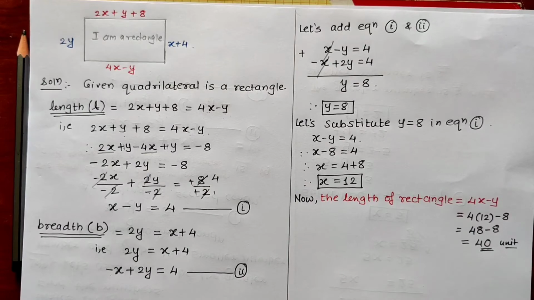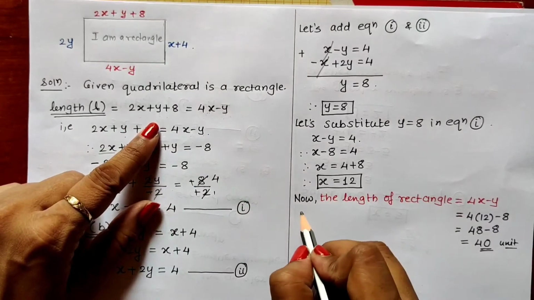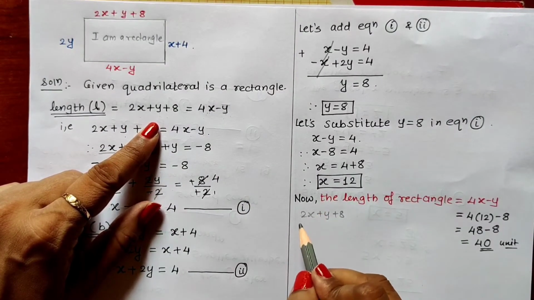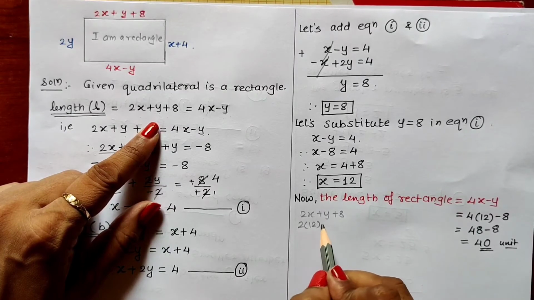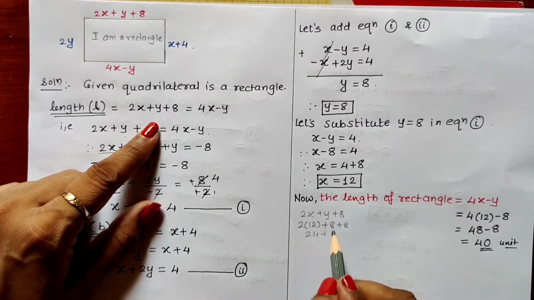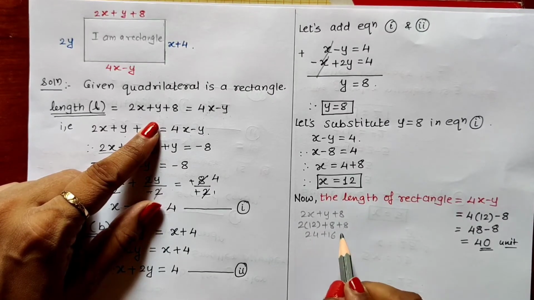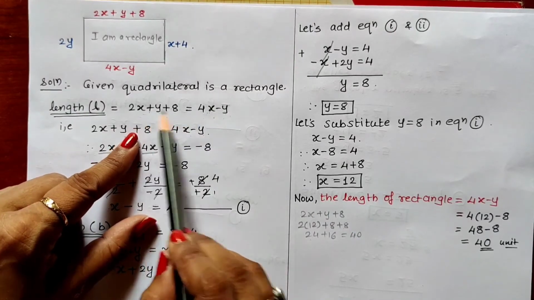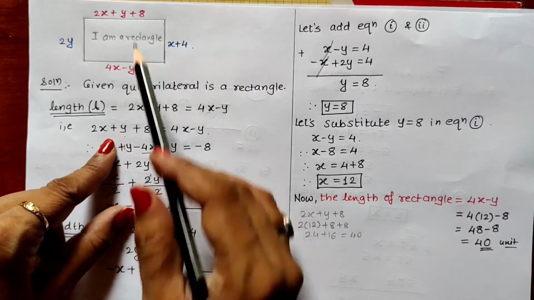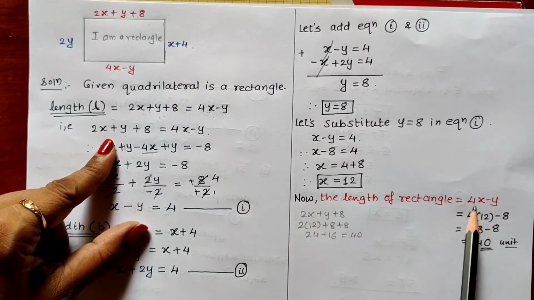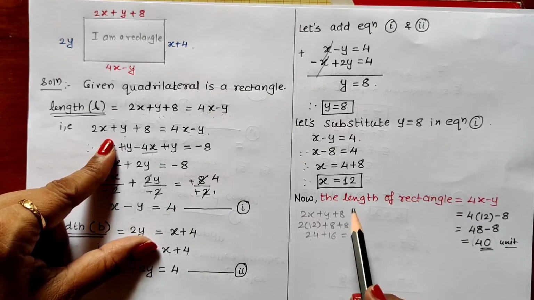Okay, let me show you. See, this is the expression 2x plus y plus 8. So here if you put the values of x and y, 2 into x is 12, y is 8 plus 8. 12 2s are 24. 8 plus 8 is 16. 24 plus 16 is 40. So if you put in this expression or this expression, these two are equal expressions because they are the length of the rectangle, and we have shown they are equal, and that's why if you put any one of the expressions, the value will be the same. So in this way we have got the length.